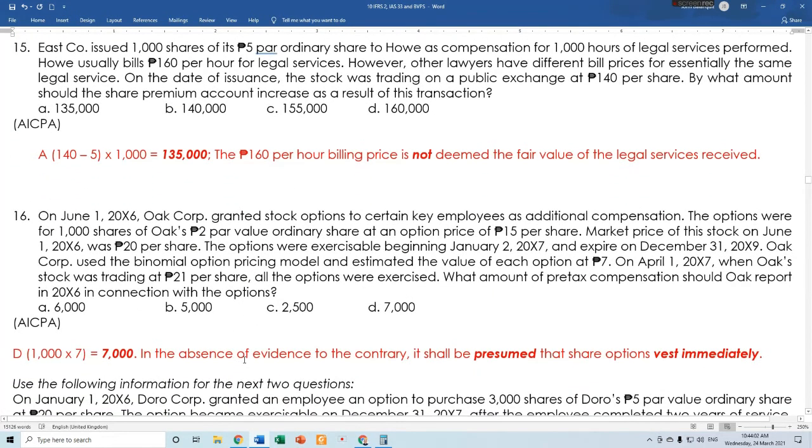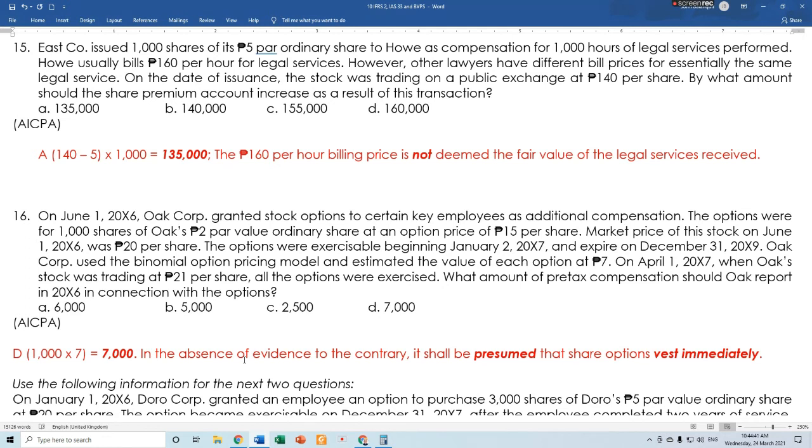Okay, 15. East Company issued 1,000 shares of its 5 peso per ordinary shares to Howie as compensation for 1,000 hours of legal services performed. Howie usually bills 160 per hour for legal services. However, other lawyers have different bill prices for essentially the same legal service, giving us an idea na hindi fair value ang 160. On the date of issuance, the stock was trading on a public exchange at 140 per share. By what amount should the share premium account increase as a result of this transaction?